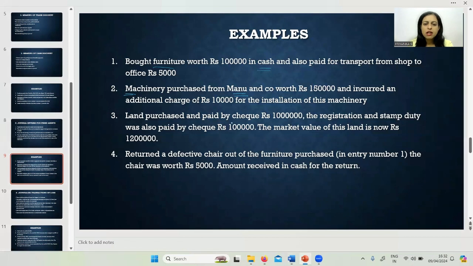Land is purchased and we paid by check rupees 10 lakhs, and registration and stamp duty was also paid by check 1 lakh. Correct? So total land value till it is probably brought into the business will be inclusive of your registration and stamp duty. Without registration and stamp duty, you cannot use that land. It cannot be in your name. So 10 lakh rupees plus 1 lakh, both is important.